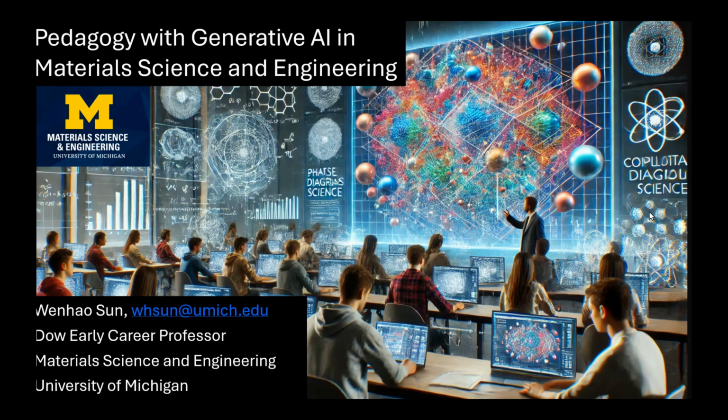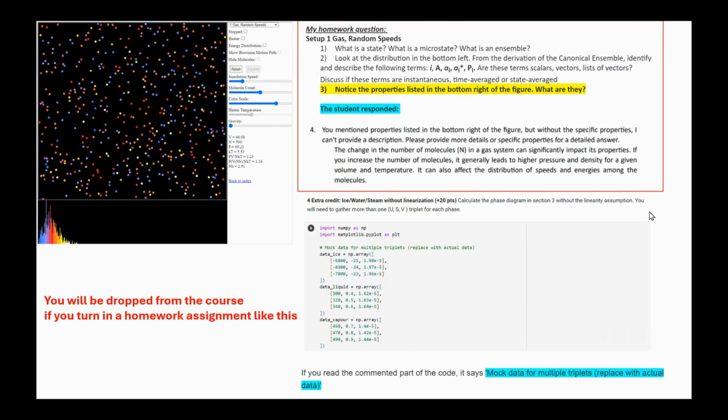But like I said, the first thing I want to show you is an example of a student who tried to cheat with ChatGPT. This is two years ago when it just came out, and I don't know if students thought that we hadn't seen GPT before, but I had asked a homework question in a statistical mechanics course I was teaching, and it says, notice the properties listed in the bottom right of the figure. What are they? So it's these PV equals nRT kind of terms.